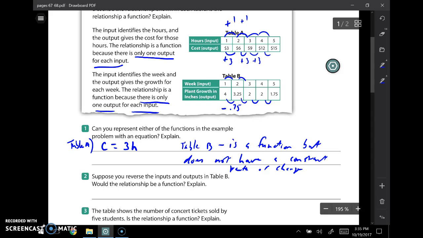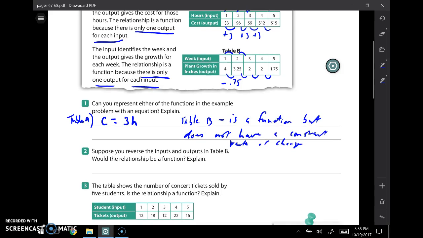So table A, the total cost is equal to $3 an hour. Table B, it is a function, but it doesn't have a constant rate of change, so I cannot write it using an equation. Suppose you reverse the inputs and outputs for table B. Would this relationship be a function?